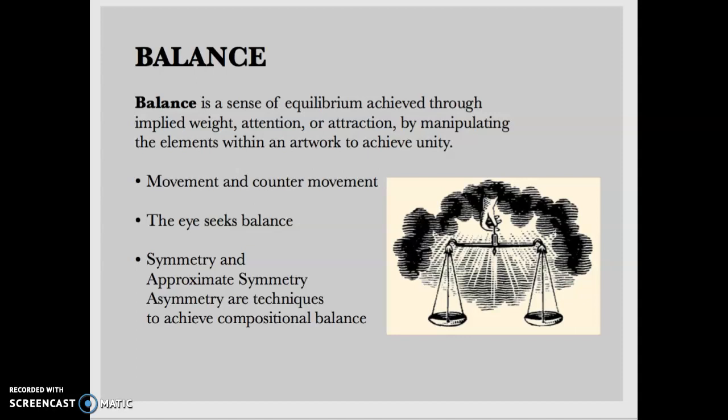Let's talk about balance, which is a sense of equilibrium achieved through implied weight, attention, or attraction by multiplying the elements within an artwork to achieve unity. It's a sense of equilibrium, right? The eye, our eye as a viewer, seeks balance within an image. There are a few kinds of balance that we're going to talk about: symmetry, approximate symmetry, asymmetry, and radial symmetry.